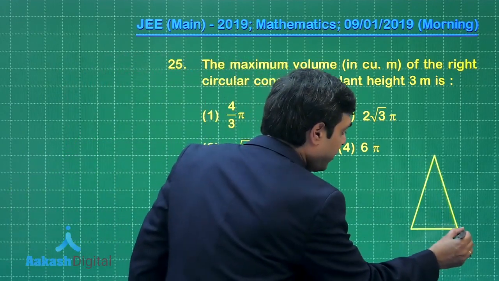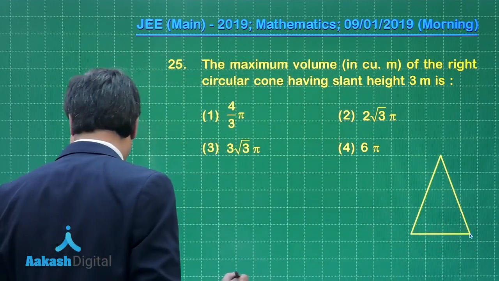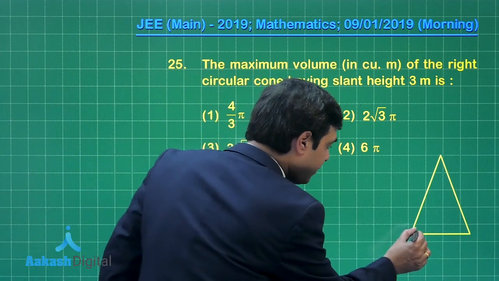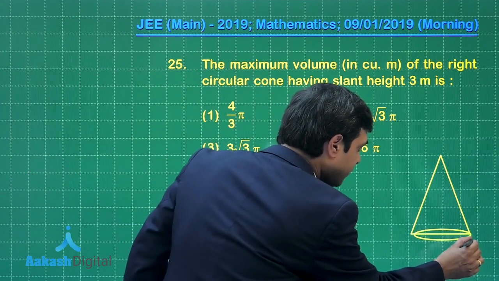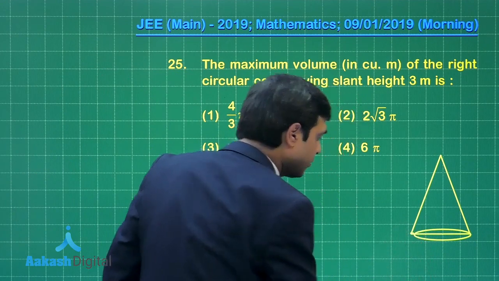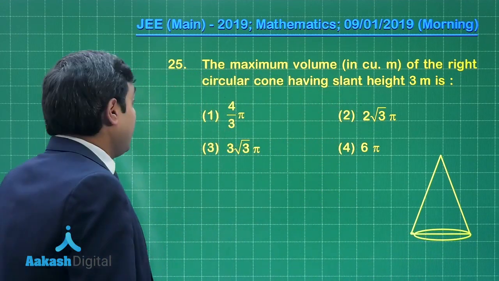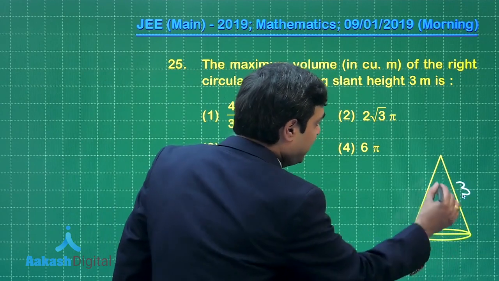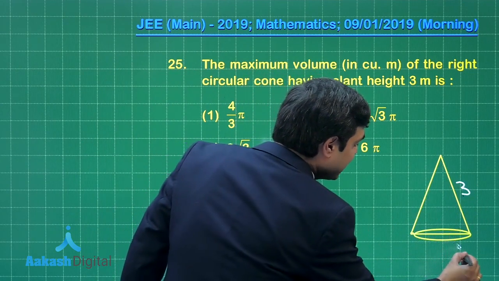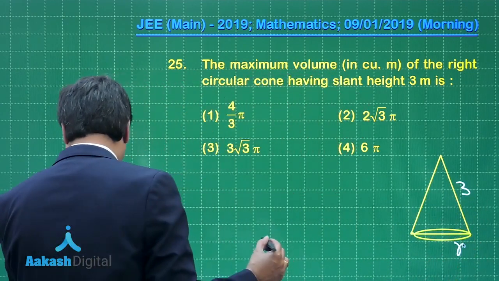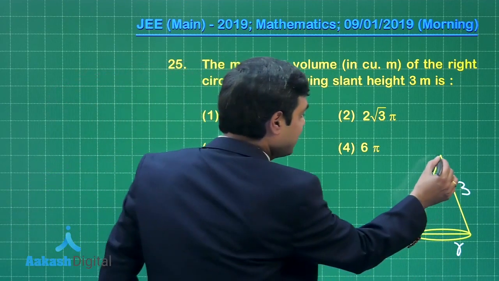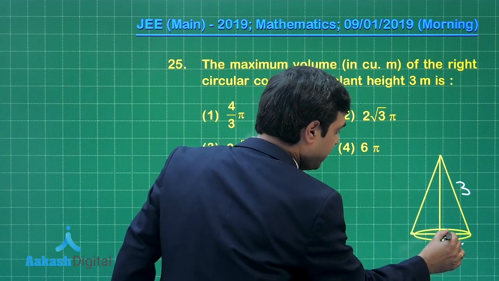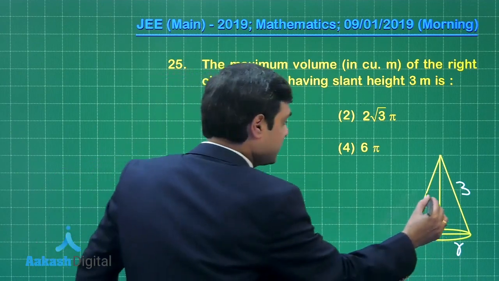Let's draw the cone like this, right? And then we have the base as well here. We can draw the base in this fashion. Now it is given that the slant height is fixed, that is 3 meters. Let's consider the radius as r and the height of this cone as h. Let's draw the height first here and mention it as h.